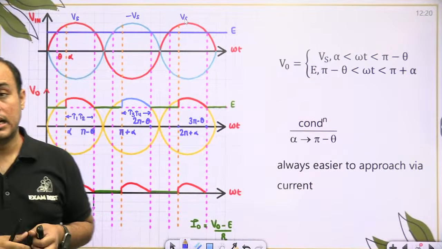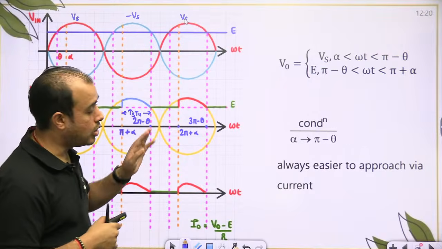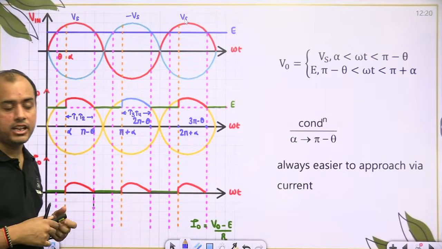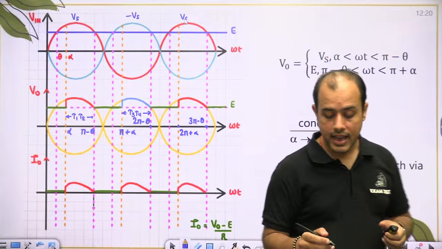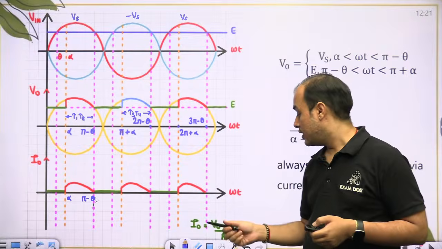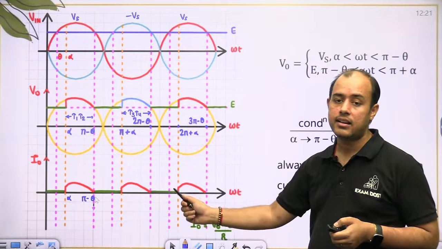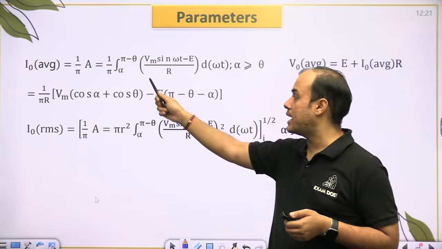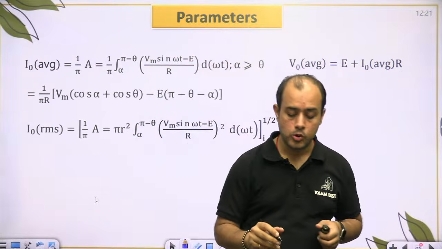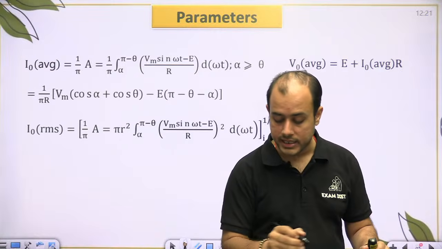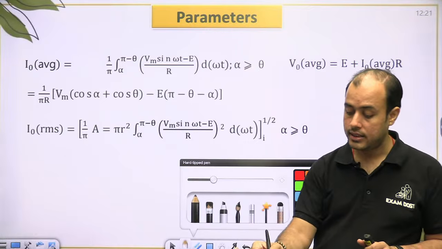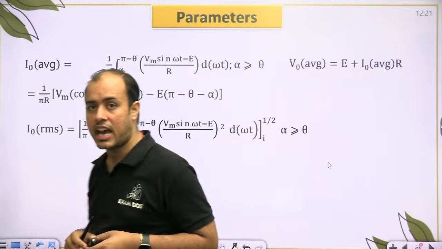So what change you have to do? It is always easier to approach via current. So remember that conduction is happening from alpha to pi minus theta. And what will be the current? Current will be supply minus E by R. Vm sin omega t minus E by R. You just have to integrate from alpha to pi minus theta. Just like yesterday. But the period is pi instead of 2 pi. कल जो आपका पीरियड था ना वो 2 पाई था, तो आप डिवाइड 2 पाई से कर रहे थे, आज आपको डिवाइड सिर्फ पाई से करना है. Then V average is E plus I average into R.